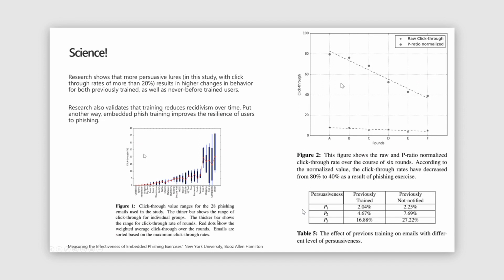New York University had actually gone through a study called Measuring the Effectiveness of Embedded Phishing Exercises. Basically, what this study discovered was that for a phish training program where you have a phish simulation and then a training associated with that, essentially, the more persuasive the phish simulation payload was, the more effective the training was. And the reason for this is pretty simple.